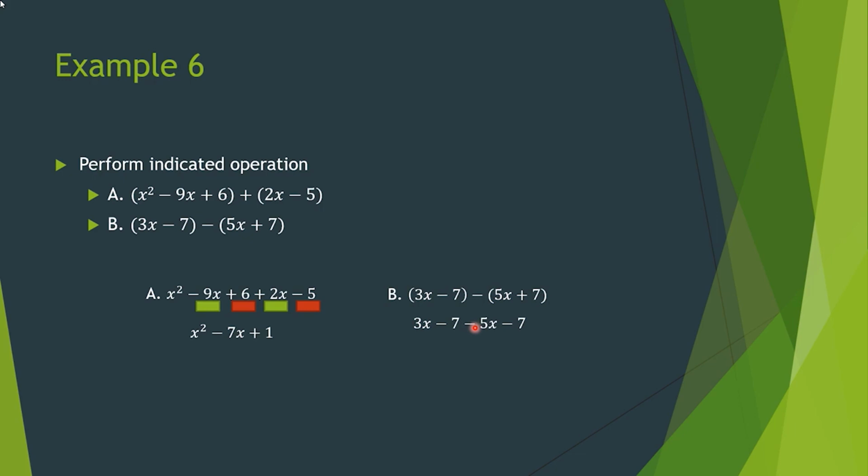So 3x minus 5x gives you negative 2x. Negative 7 minus 7 gives you negative 14. So you end up with negative 2x minus 14. Pretty straightforward with those.